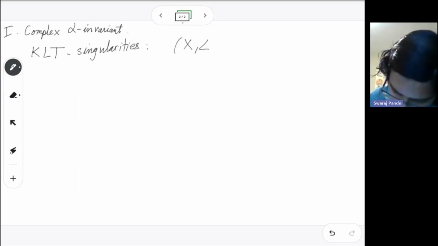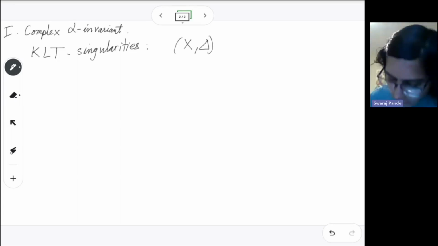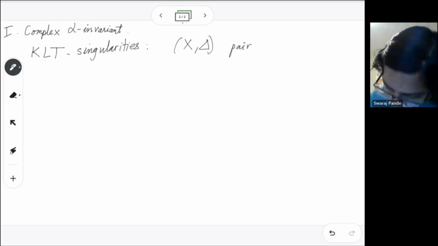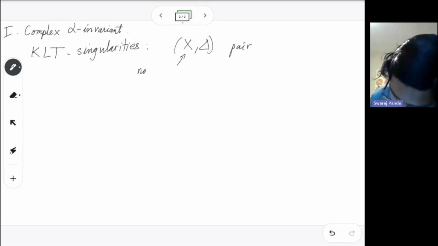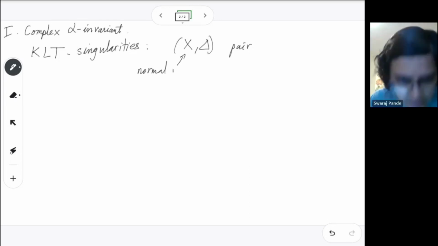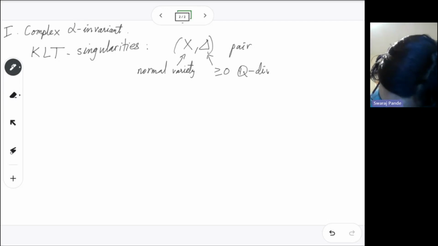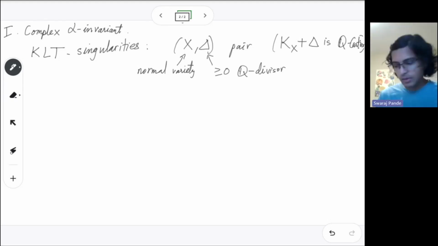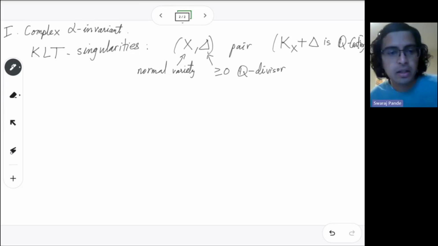This is the singularity of a pair (X, Δ). By that, we usually mean X is a normal variety and Δ is an effective Q-divisor on X. We will also usually assume that K_X plus Δ is Q-Cartier. That's a technical condition. If you don't know what that means, you don't have to worry about it. It's automatic on smooth varieties.